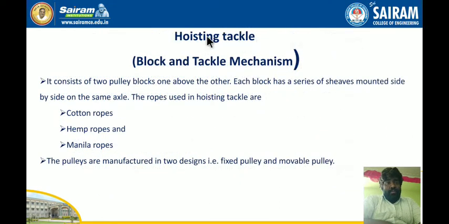The hoisting tackle, that is a block and tackle mechanism, consists of two pulley blocks, one above the other. Each block has a series of sheaves mounted side by side on the same axle. The ropes used for hoisting tackle are cotton, hemp, or manila ropes. The pulleys are manufactured in two designs: fixed pulleys and moving pulleys.